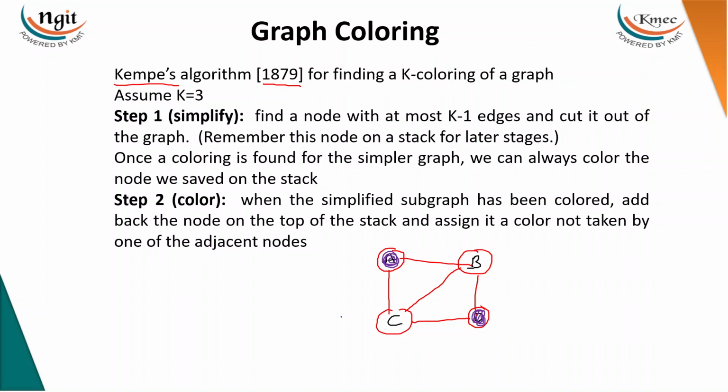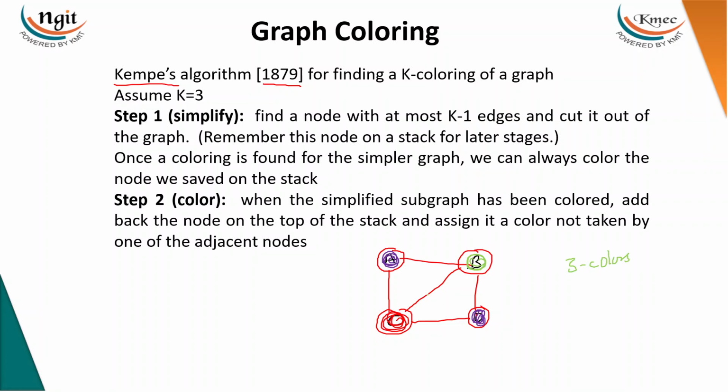Then let me use another color, like red, for another node. I cannot use this red for B, and I cannot use the first color for B. So definitely I need one more color to color B. How many colors are required here? 3 colors. So this is very easy.